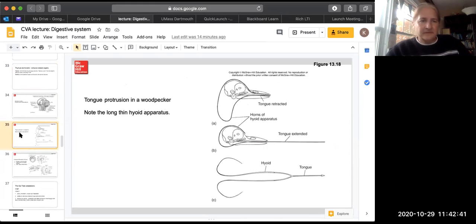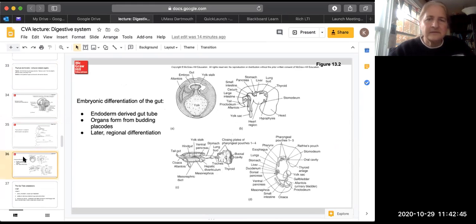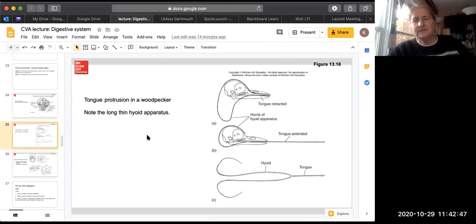Okay, so next I want to talk, I think, what am I talking about next? Oh, okay. Oh, this is just, I'm not sure. I think there was no other place to put this. So I just wanted to show you this cool picture of tongue protrusion in a woodpecker.